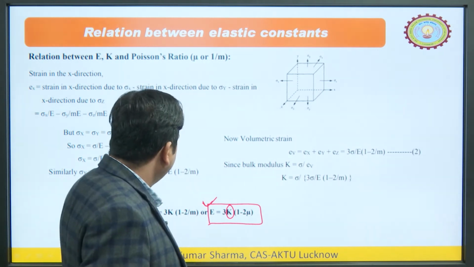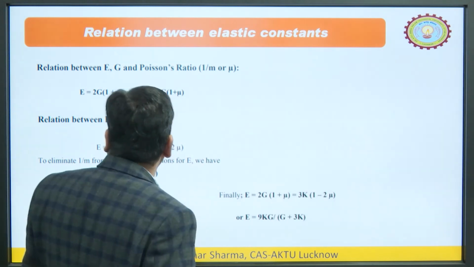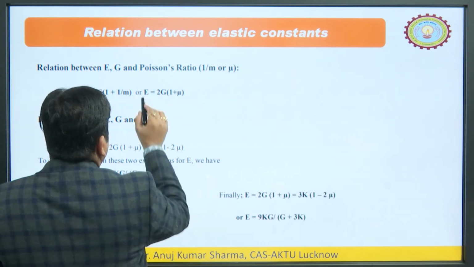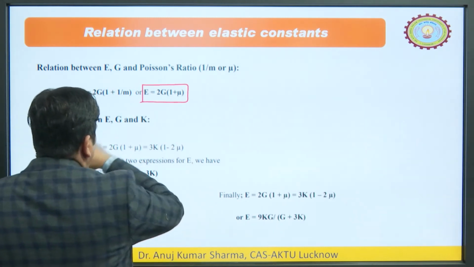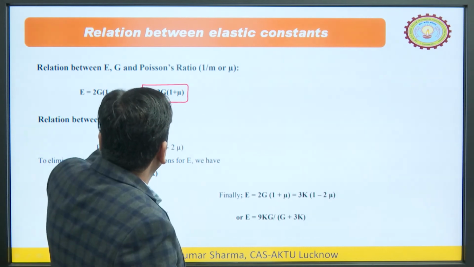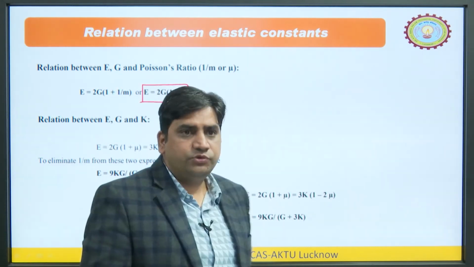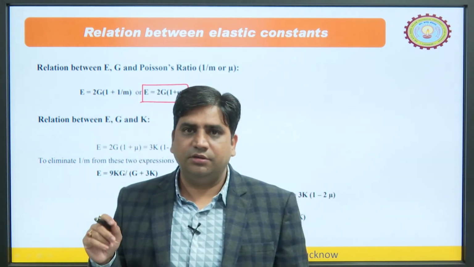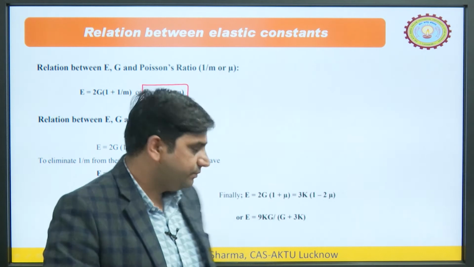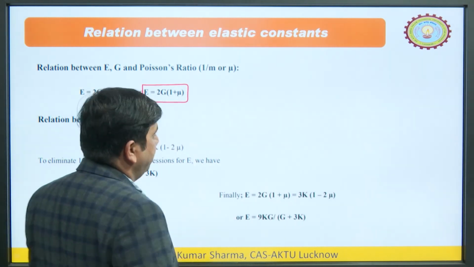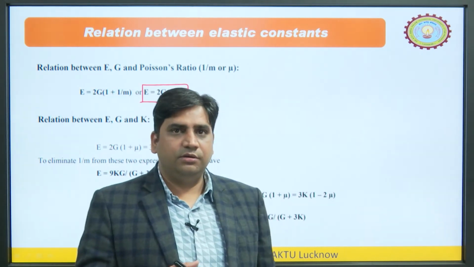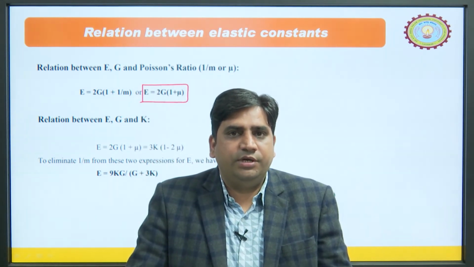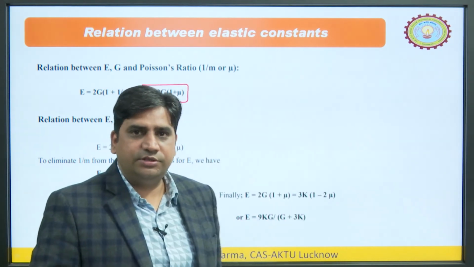And another relation is the relation between E, G and mu. So, this is the second relation, sorry, E is equal to 2G into (1 plus mu). So, these are two very important relations. We will discuss the derivation of these formulae in the subsequent lecture. So, this was part 1 of this particular lecture, the various elastic constants and the stress strain diagram. We will discuss this in the third lecture also.